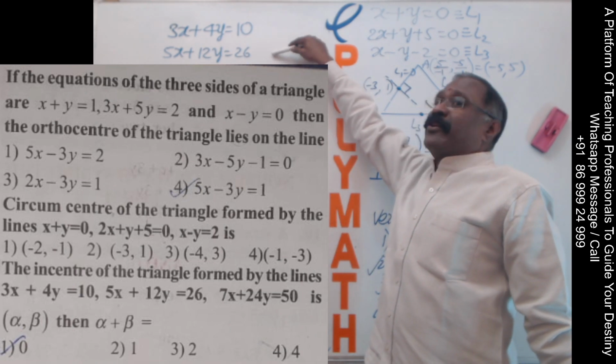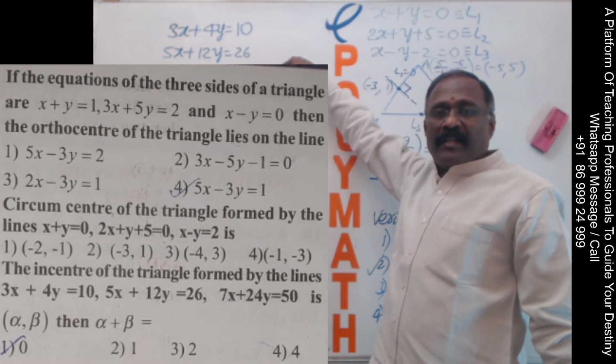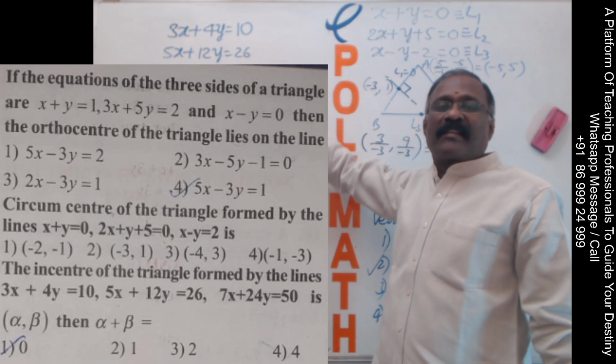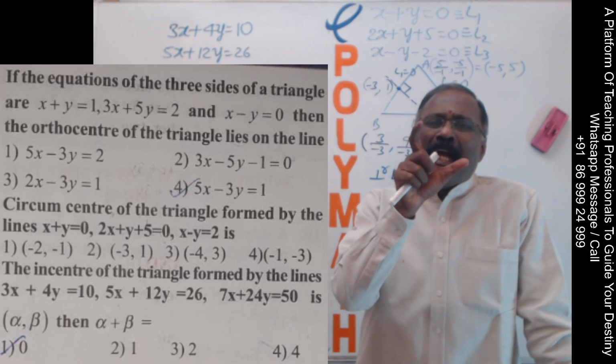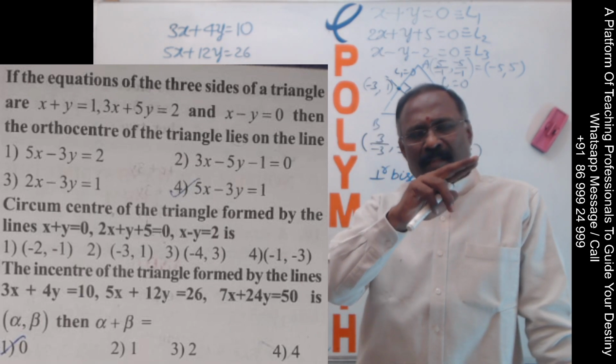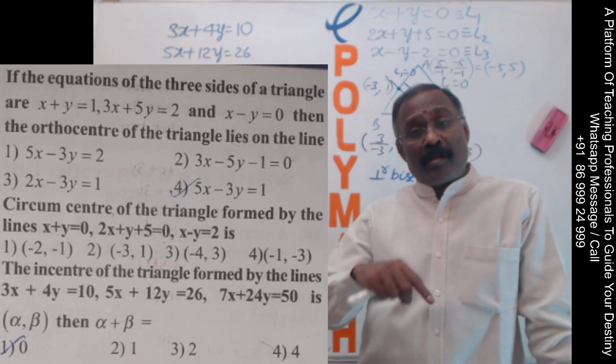You have to solve 1 and 2 to get x1, y1. You have to solve 1 and 3 to get x2, y2. You have to solve 2 and 3 to get x3, y3. After getting those coordinates, you have to find the lengths of the sides. That is AB length, BC length, CA length, and thereby you will get small a, small b, small c. Then you have to apply the formula.